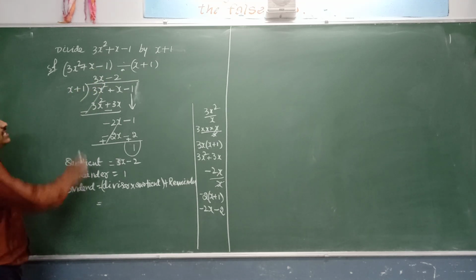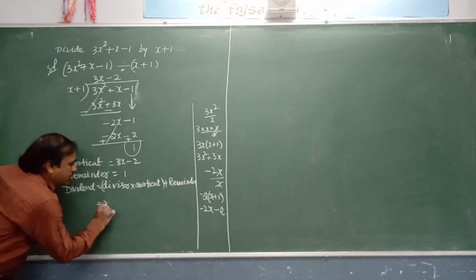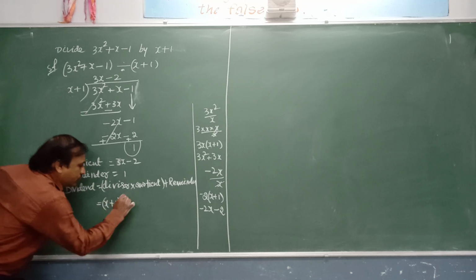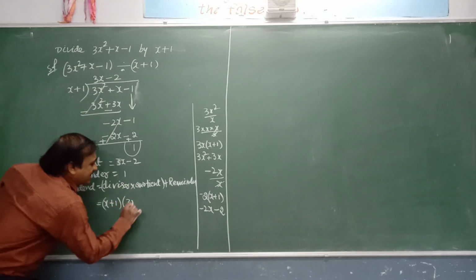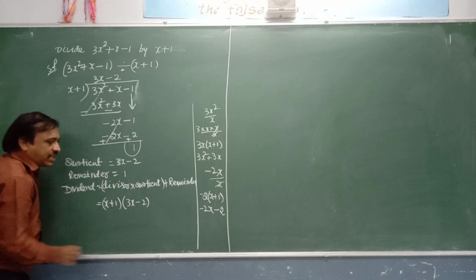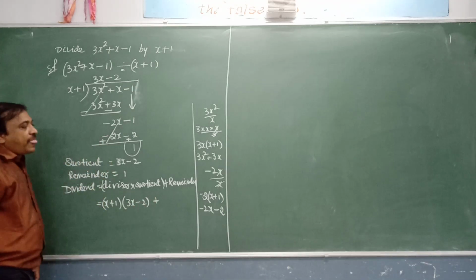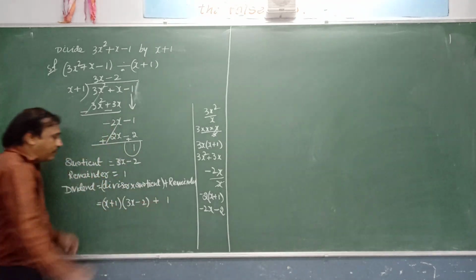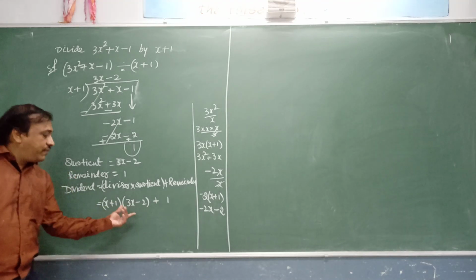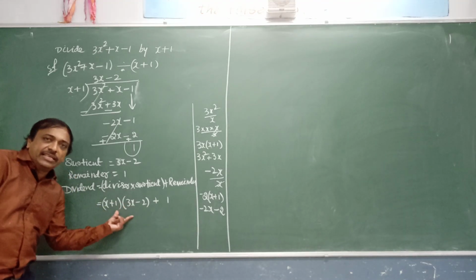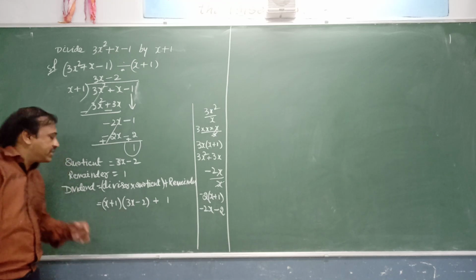Divisor, what is the divisor? x plus 1. So x plus 1 into quotient. Quotient is what? 3x minus 2. Plus remainder is 1. So what is the first step you have to do? Will you add these two first? No. First we have to multiply these two.